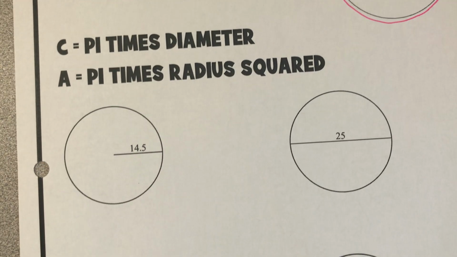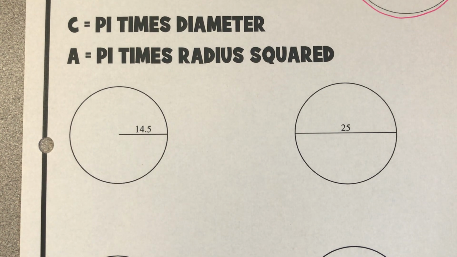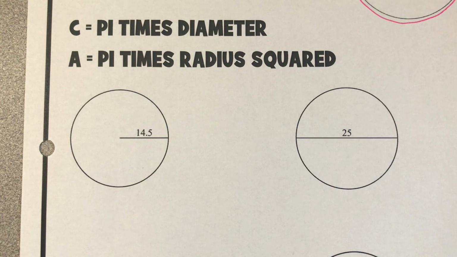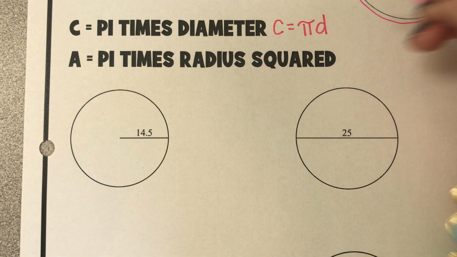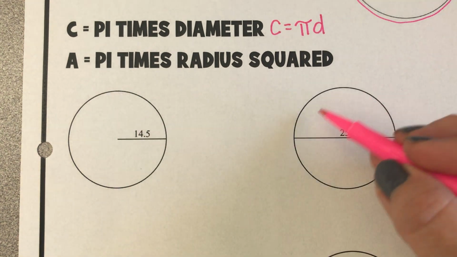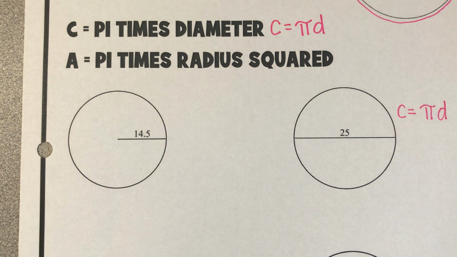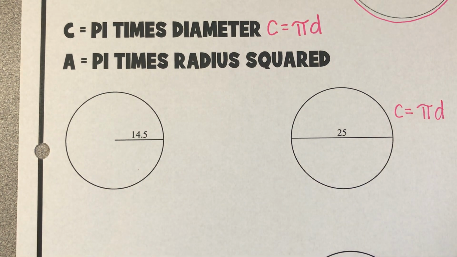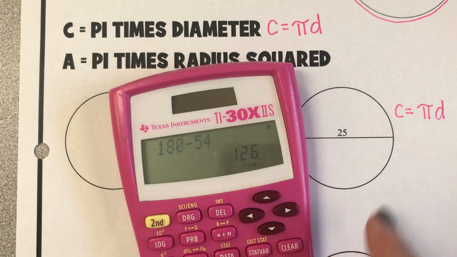So the first thing we're going to calculate is our circumference. Circumference is pi times the diameter. Let's do this example first. Circumference is pi times the diameter. So what's the diameter of this circle? It's 25, right? All the way across is 25.